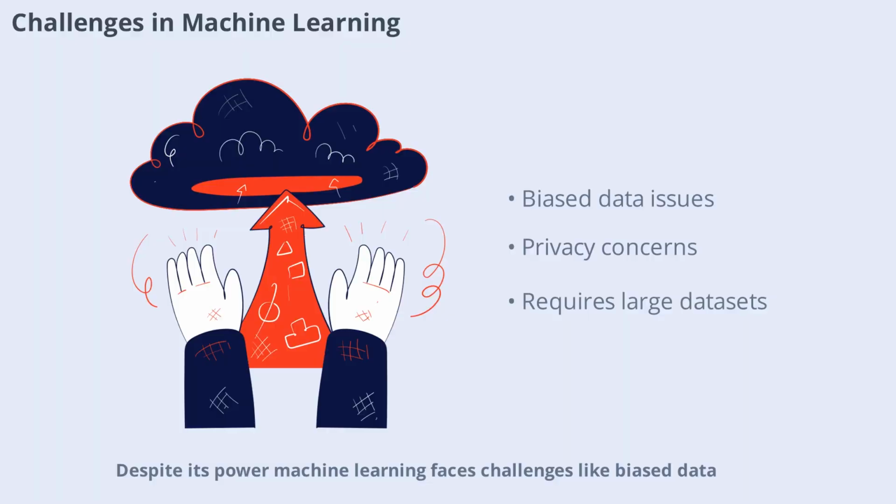Despite its power, machine learning faces challenges like biased data, privacy concerns, and the need for large datasets. Addressing these issues is essential for building fair, ethical, and effective systems that benefit everyone.